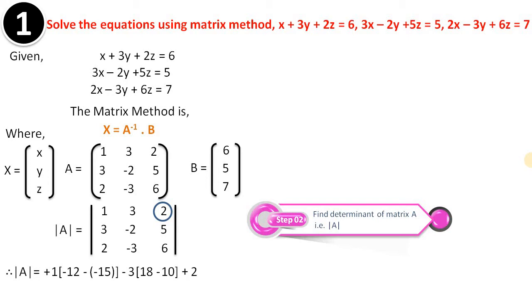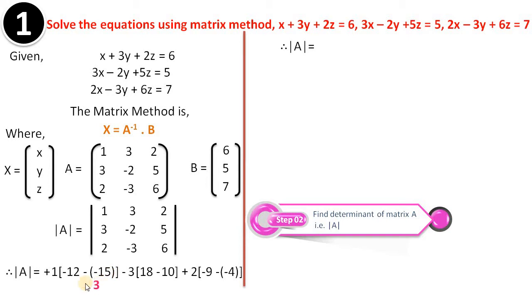Now this 2 is in first row third column, delete it, take the cross multiplication, 3 into minus 3, minus 9, middle sign minus, minus 2 into 2, minus 4. So now just we have to simplify this. So determinant of A is equals to, look here, minus 12, here minus minus will become plus. So minus 12 plus 15 is 3.